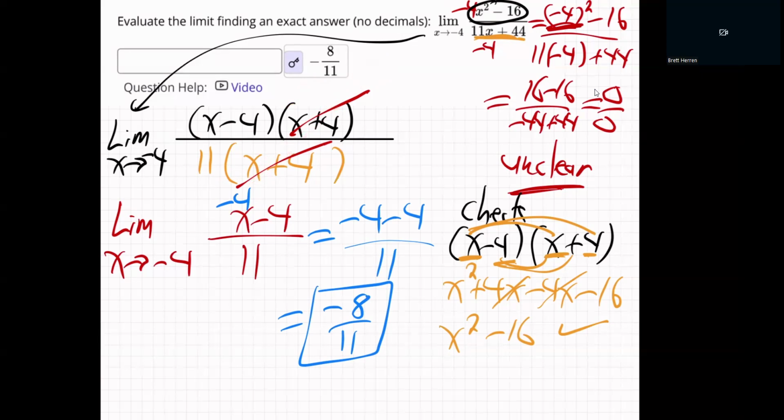And there we go. That's how we do it. So we factor the top and factor the bottom and then cancel and then plug in again.